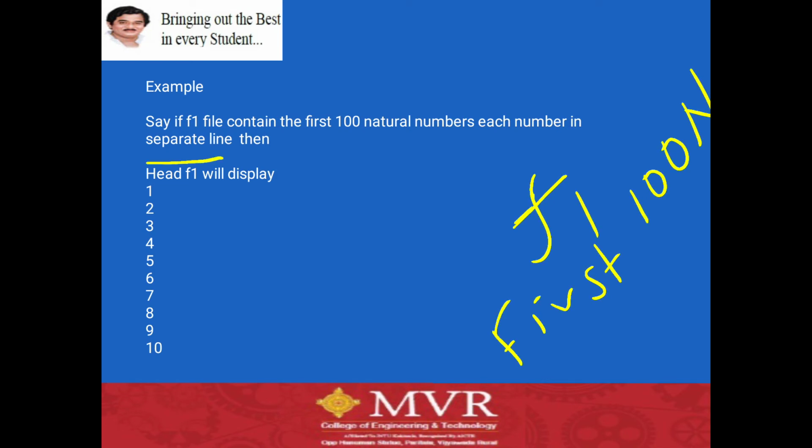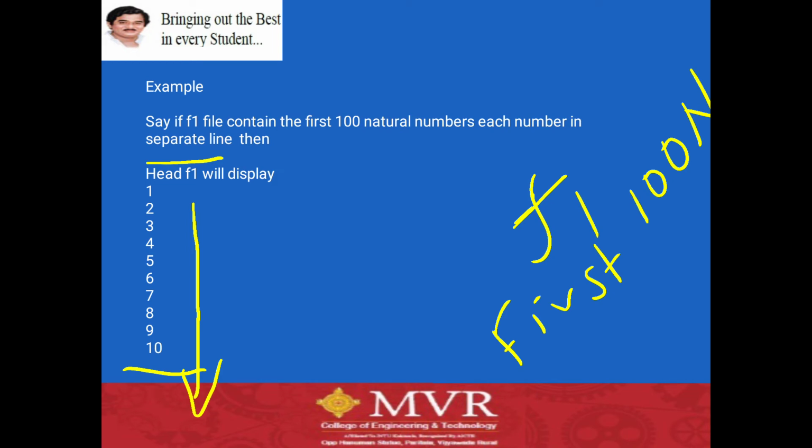Because the head is followed by the file name f1, irrespective of the number of lines the file contains, only the top 10 lines will be displayed. Because I have stored 1 to 100 numbers, what will be the top 10? 1 to 10 will be displayed on the screen.